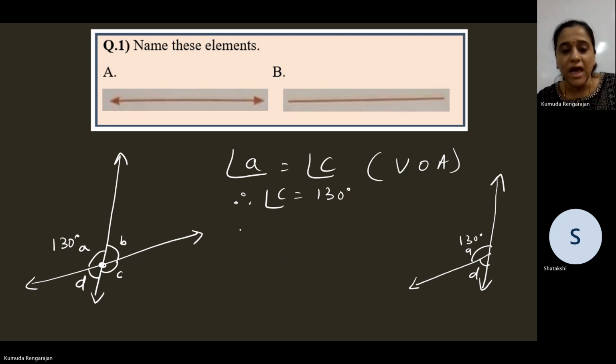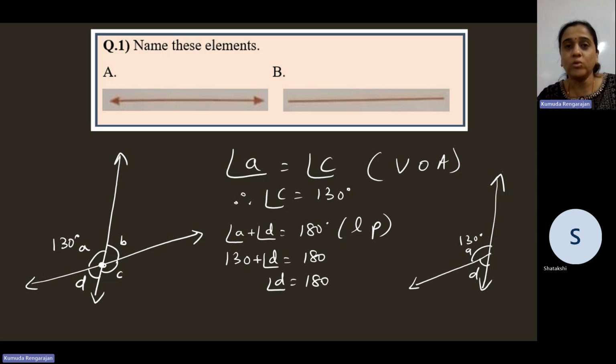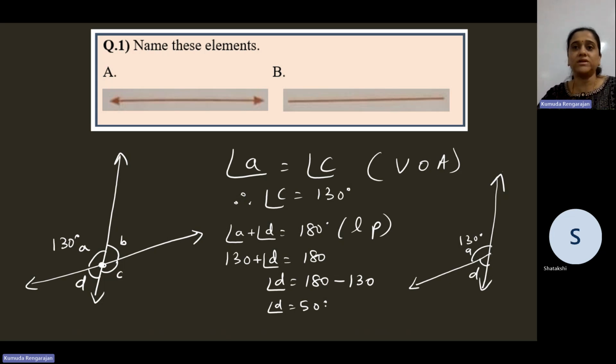So angle A plus angle D is equal to 180. Why? Linear pair. Correct? So angle A is how much? 130. 130 plus angle D is equal to 180. So angle D is equal to 180 minus 130. So angle D is equal to 50 degrees. Correct. So like this we found D. D is 50 degrees. Now after finding D, you can find B because D and B are vertically opposite angles. Right?